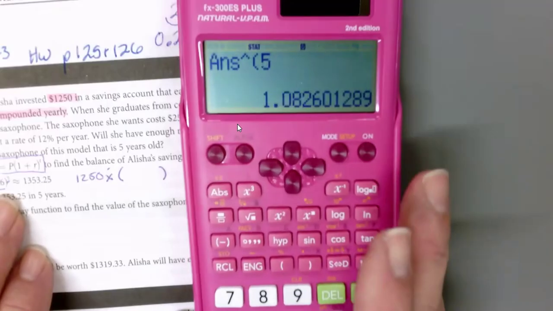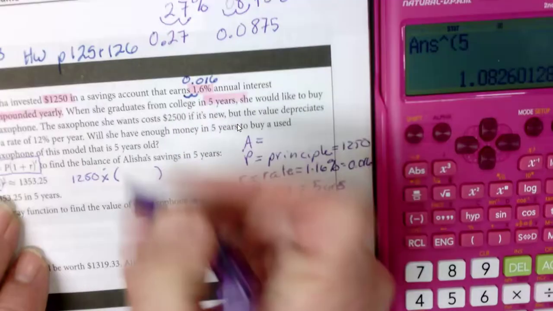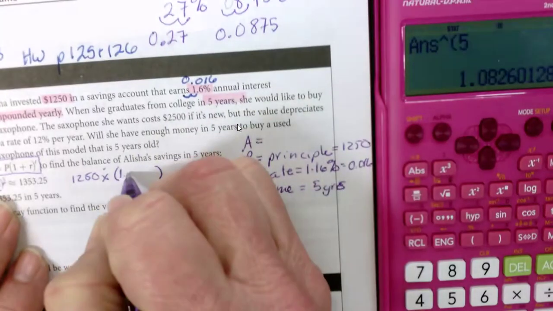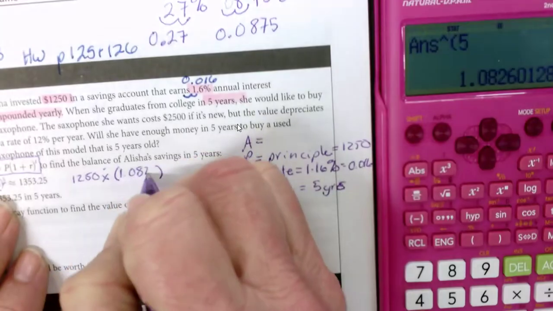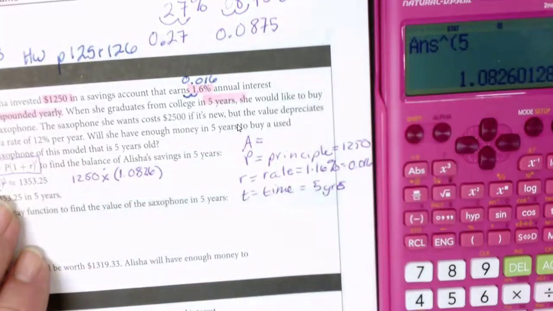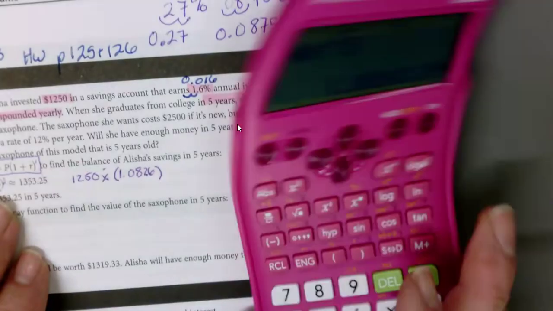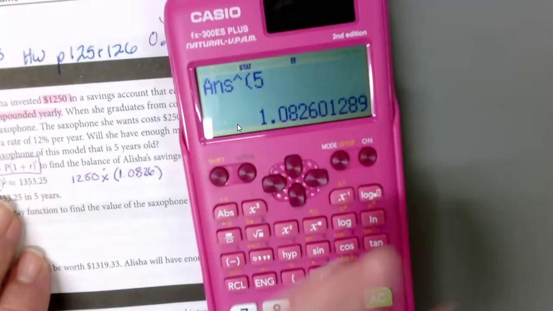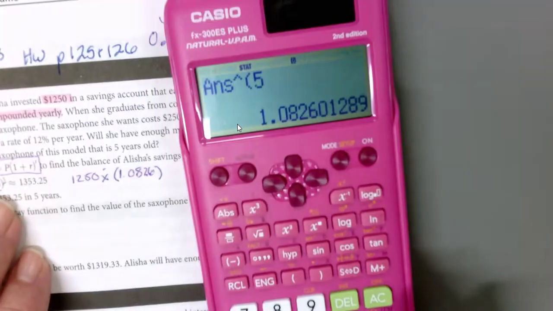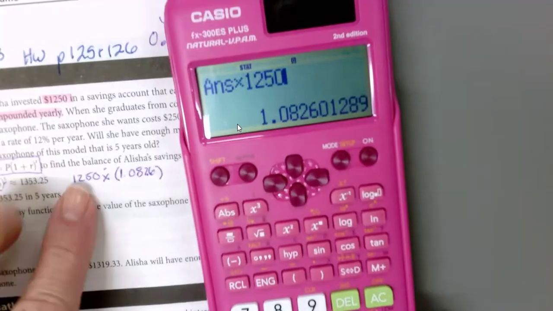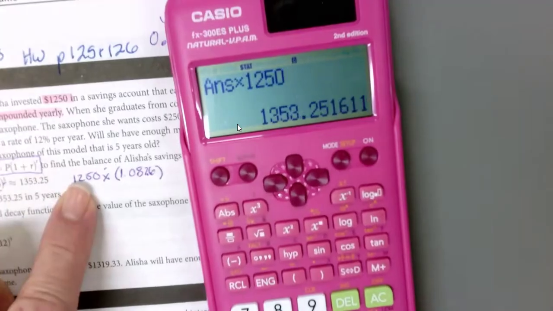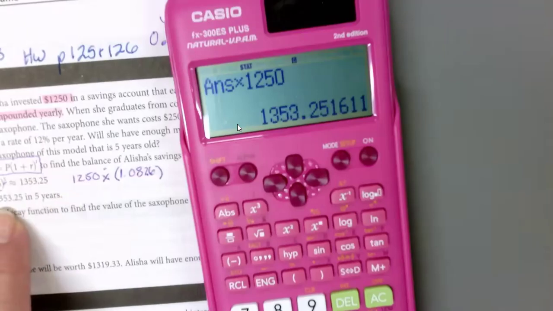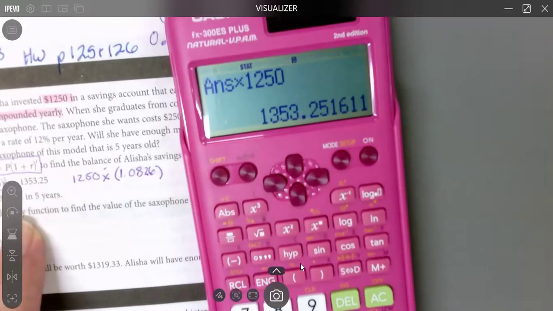And so inside, we would get 1.08261. It continues, right? So you want to write down as many of those numbers as you can, or you can just leave them in the calculator and write times and then punch in 1250, which is what we need to multiply it by, equals, and that gives you 1,353.251611.